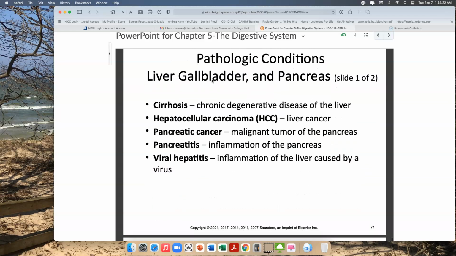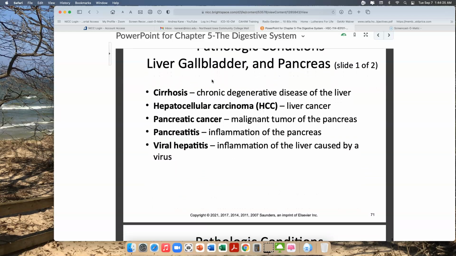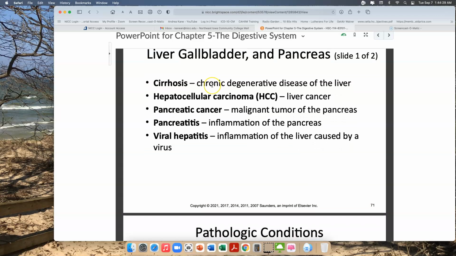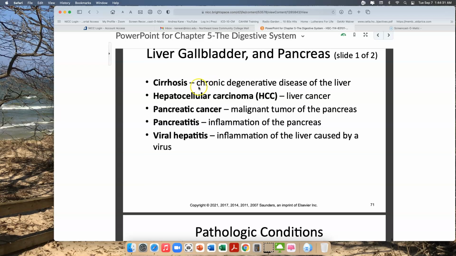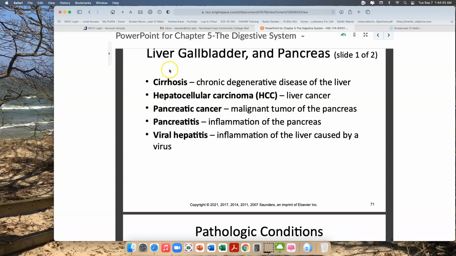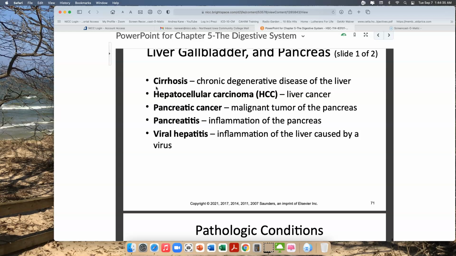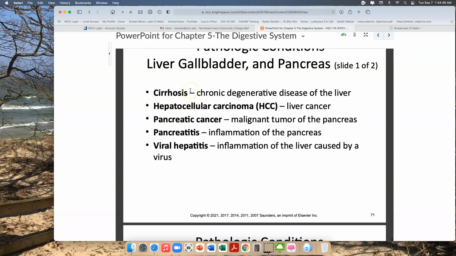Other things that can go wrong with the liver, gallbladder, and pancreas include cirrhosis, a chronic degenerative disease of the liver. And cirrhosis is not always alcoholic. Many cases of cirrhosis involve individuals who have never had any alcohol. So be very careful if you think about cirrhosis that you're not linking it to alcohol, because that is not the case in many instances.